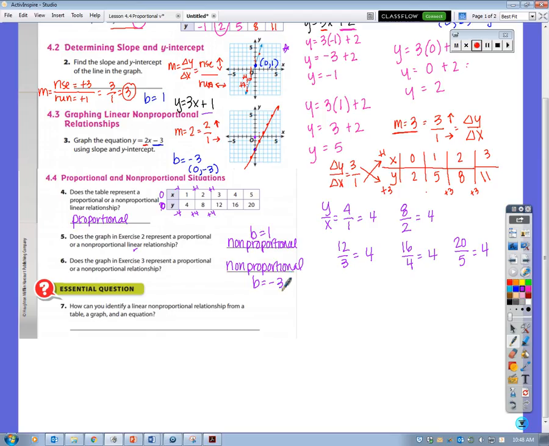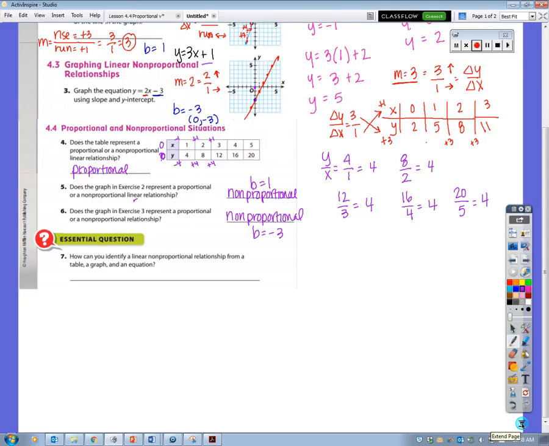So the last question, number 7, is asking us to summarize basically what we just did in all of those questions. So it's saying, how do you identify a linear, non-proportional relationship from a table, a graph, and an equation? Well, how do we do that? If we have a table, right, the first thing we check is, does it have a constant rate of change? Change with an E. If it has a constant rate of change, then we check to see if it has a B value.